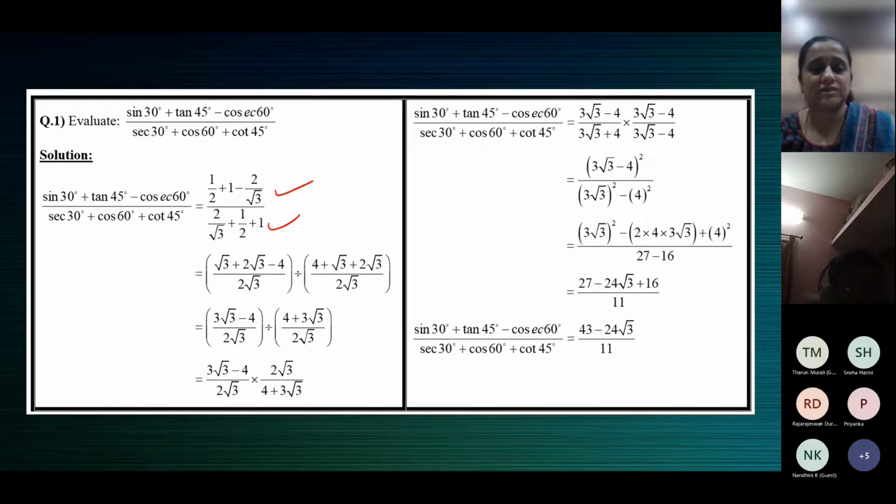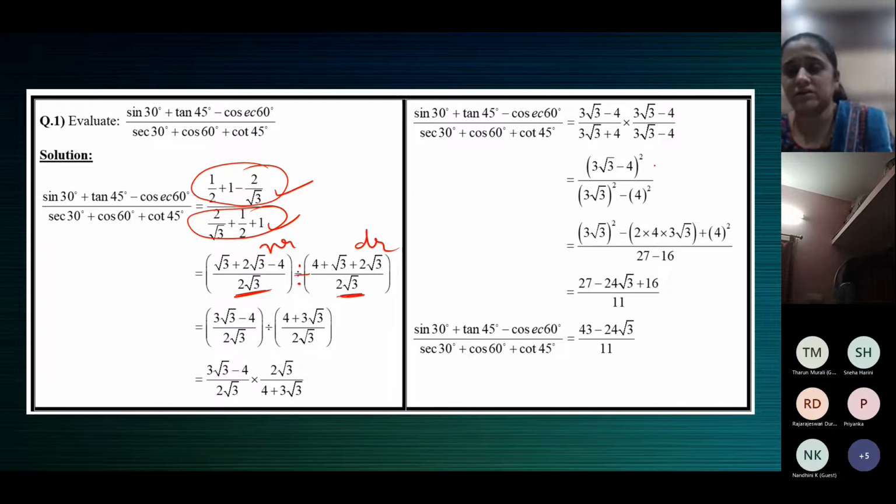Taking LCM. LCM in the numerator, this is the numerator. This is the denominator here. I've used a division symbol. So this is the simplification of the numerator, this is the denominator. After simplifying, you can see that the denominator is irrational.